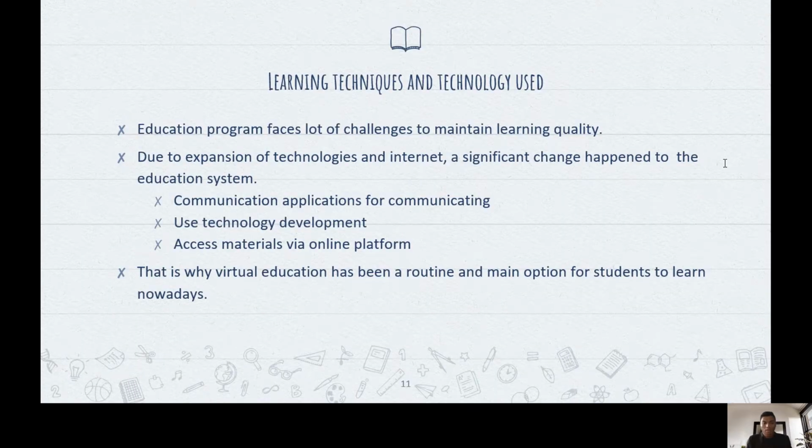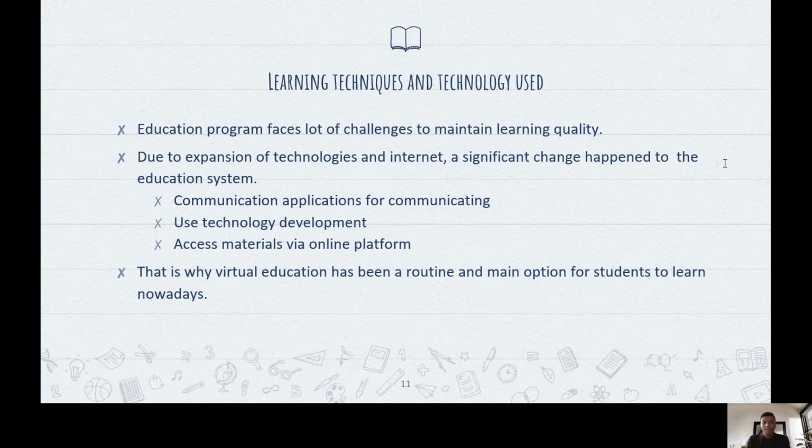In learning techniques and technology use, education programs have been going through a lot of challenges to make sure that the process of learning can run as usual as before. With the expansion of technologies and the internet, for sure, this brings significant changes to the education system.